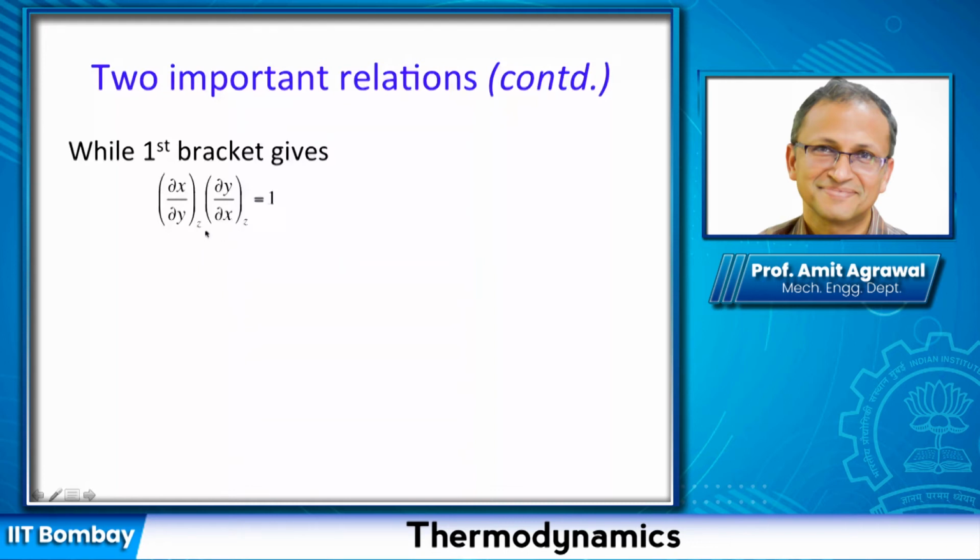So here you can see that if a third variable z was also involved, then as long as that third variable is held constant, this inverse relationship applies not just for total derivatives, but also for partial derivatives. Okay, any questions till now?